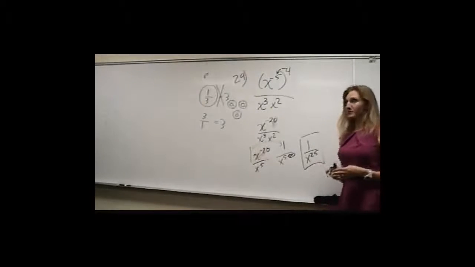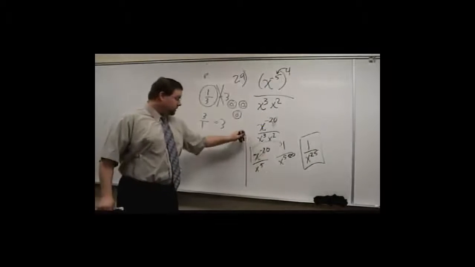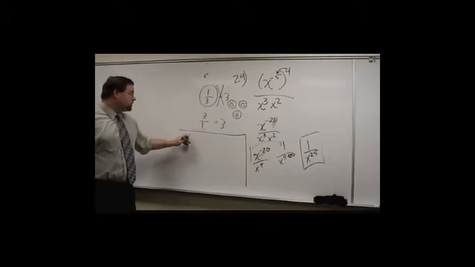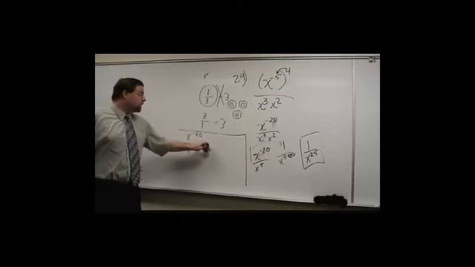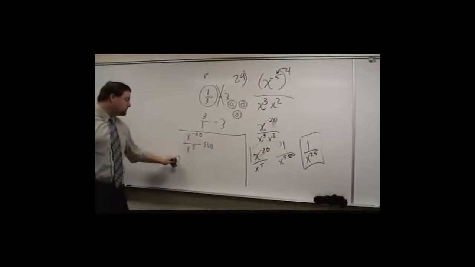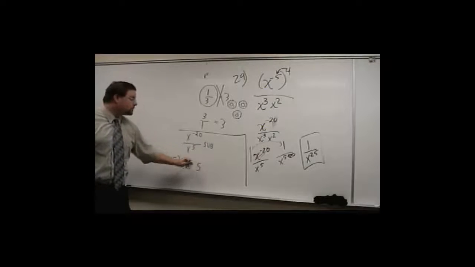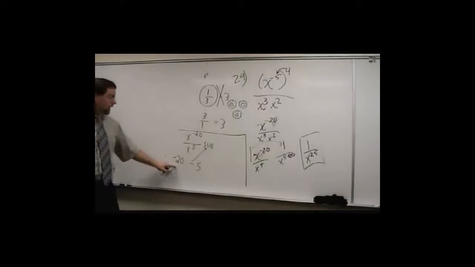And there's one other way you could do this, and it depends on how you learned it. You have x to the negative 20 over x to the 5th. You learn that you subtract, and if you subtract, then you have negative 20 minus 5. Where does the minus sign come from? From the operation that we're doing, which is subtract. But we're not going to actually subtract because the signs are the same. So when you have like signs, you add and keep the sign.